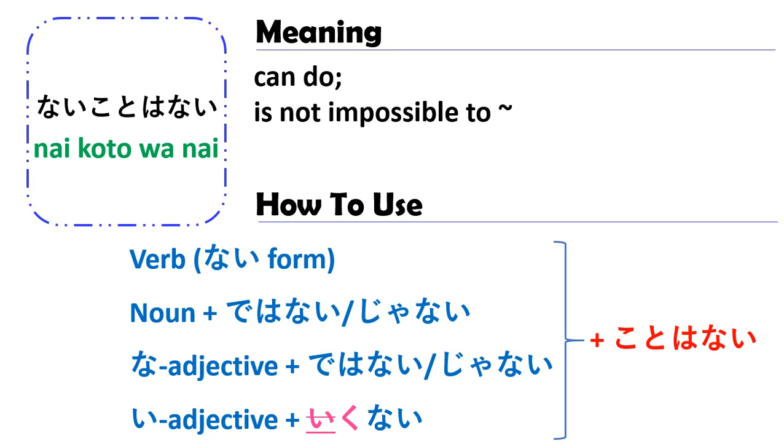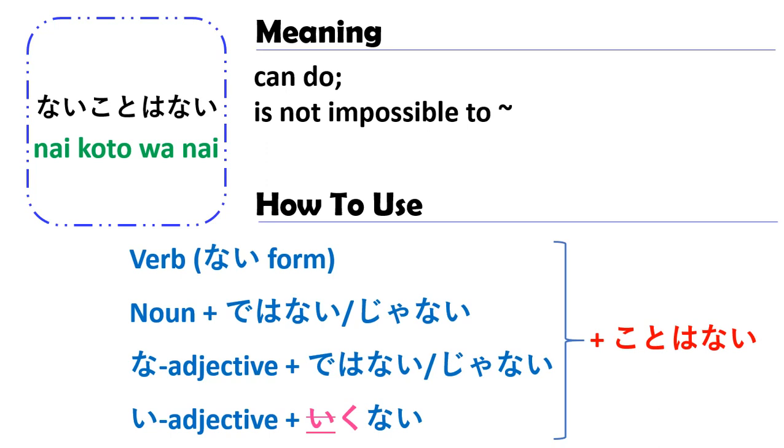And for the i adjective, you should cut out the i from the adjective and follow it with ku nai. For example, atarashi ku nai, something like this. Mezurashi ku nai koto wa nai, something like this, right? So don't forget that when you use it with the adjective, you should cut out the i from that adjective and replace it with ku, and follow it with naikoto wa nai. And this has the same meaning: it can be done, or it is not impossible to do something.